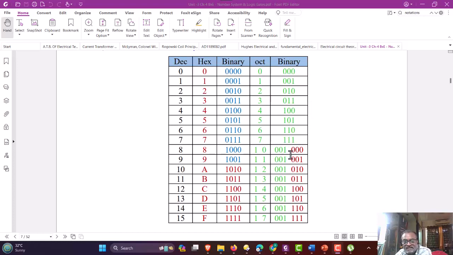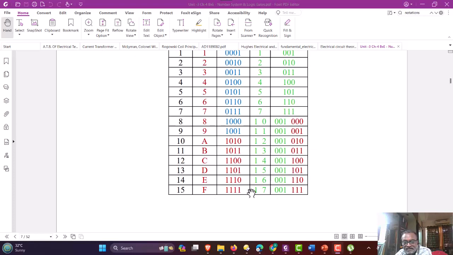The next octal number, 10, in binary form is 001 000. The first octal digit is represented by 3-bit binary, and the second octal digit will be represented by the next 3 bits. So 10 in octal will be represented by 6 digits in binary. Likewise, the octal number 17 will be represented as 001 for the MSD, and 7, the LSD, will be represented as 111.